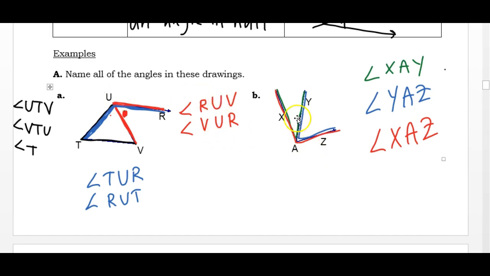Couple more examples, only one name of each rather than several names, but in green right here I have XAY. YAX would also be acceptable. The A is the vertex. In blue, YAZ. A is the vertex. Also acceptable would be ZAY. And then in red is the larger angle. XAZ, also acceptable. ZAX, as long as the vertex is in the middle.